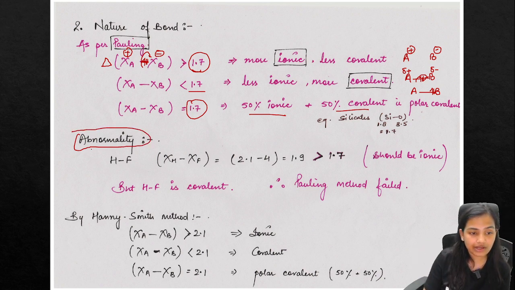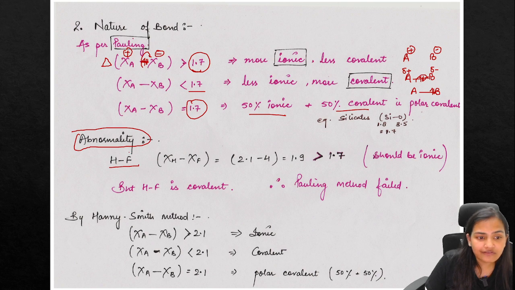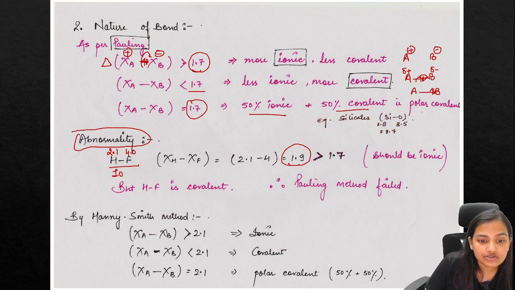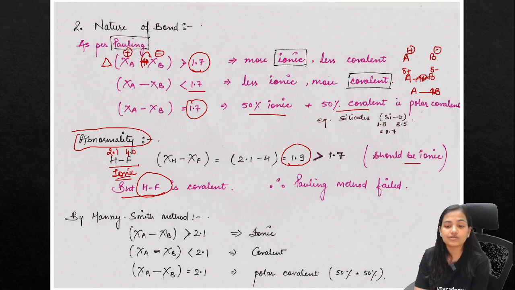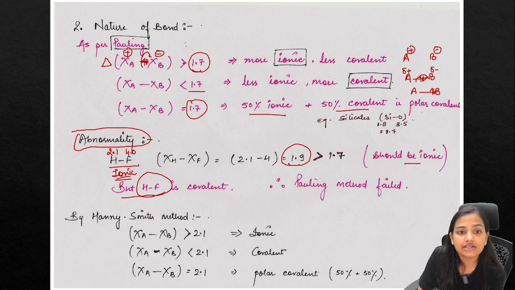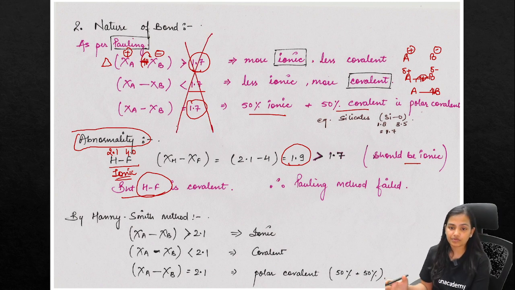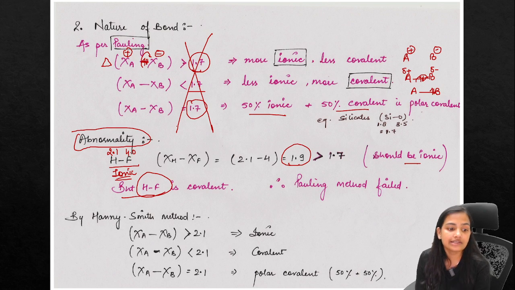Let's have a look. If I'm talking about HF, fluorine is 4.0 and hydrogen is 2.1, so there is a difference of 1.9. If the difference is 1.9, greater than 1.7, then HF has to be ionic. But we found that HF, hydrogen fluoride, is covalent. So for the 1.9 value it has to be ionic, but it is covalent. So Pauling's method failed, and we can't go with Pauling's value.